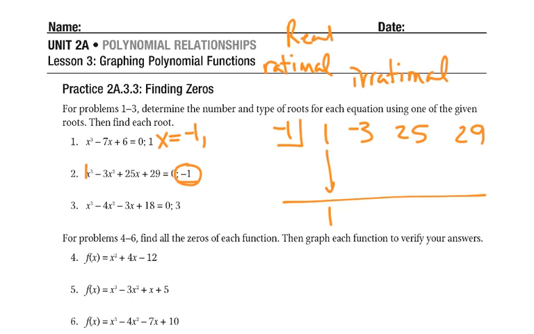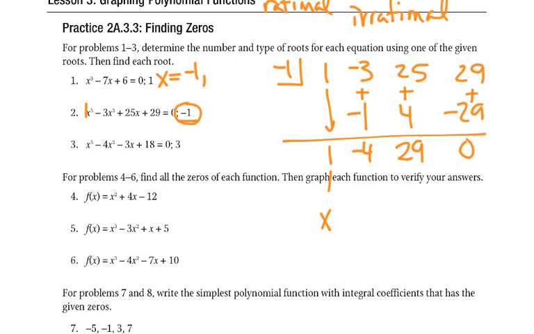Bring down the 1. Negative 1 times 1 gives us negative 1. Add them together, we get negative 4. Negative 1 times negative 4 is positive 4. Add them together, we get 29. Negative 1 times 29 is negative 29. Add it, and we get 0. Okay? So when we simplify this to x squared minus 4x plus 29. Okay?